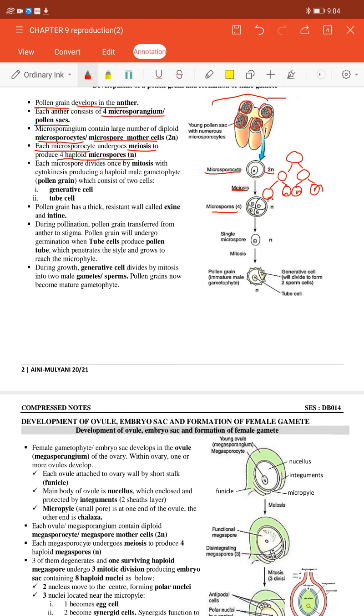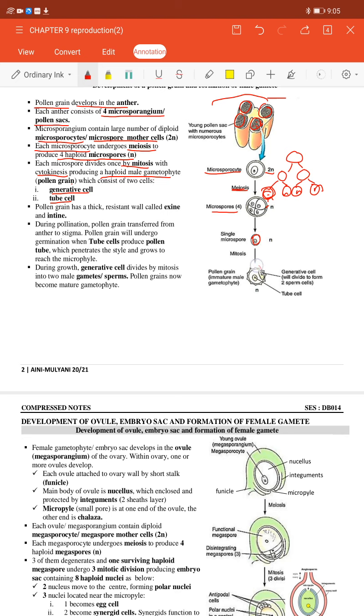So, each microspore divides once by mitosis with cytokinesis, producing a haploid male gametophyte pollen grain. So, each microspores ini, okay, yang ini semua, akan divide by mitosis. Okay, dia akan membahagi secara mitosis. Okay, yang ini. Dan akan undergo cytokinesis. Okay, so producing a haploid male gametophyte, which consists of generative cell dan juga tube cell. Generative cell dan juga tube cell.